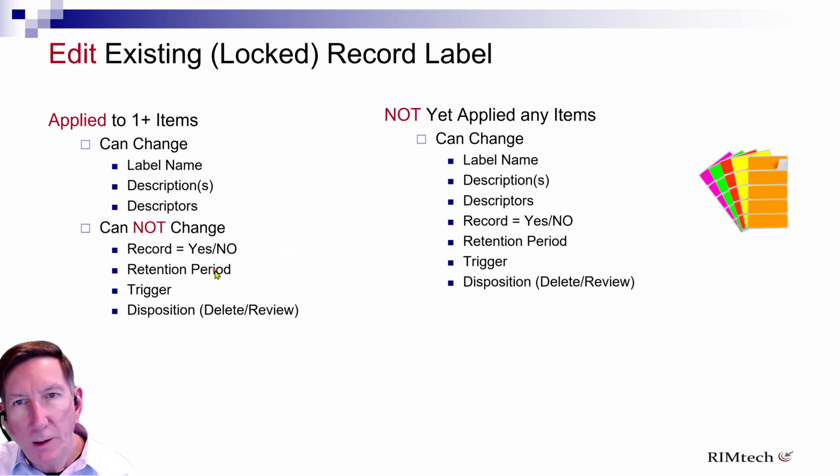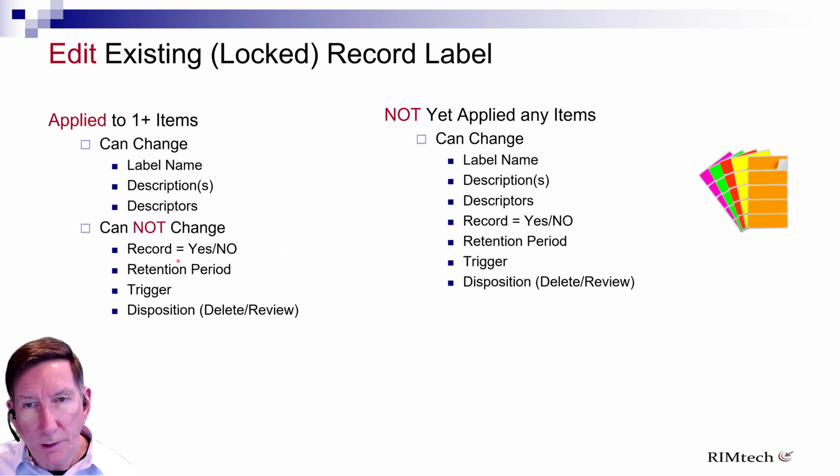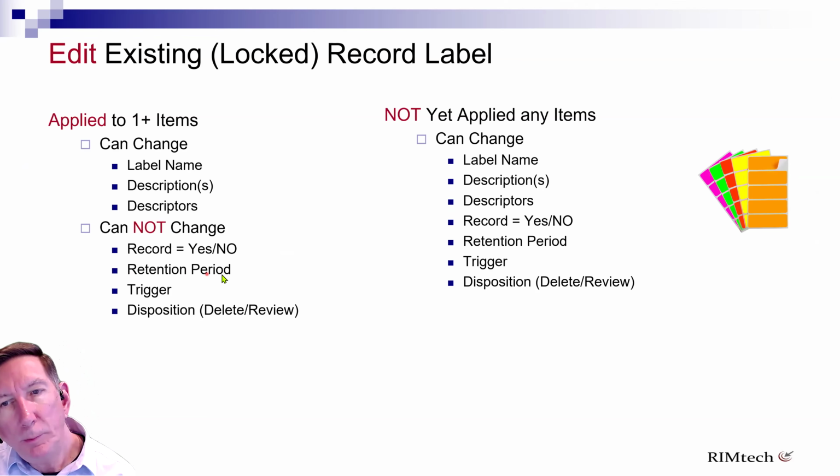Actually, this is a mistake. We can change the retention period. So this is a mistake I'll have to fix in the future version. But yes, if you have a 5-year label and it's stuck on 50,000 documents, and you want to say, oops, I didn't mean 5 years, I meant 15, then you can make that change. The reason I put that down here is because we haven't been able to prove it. Everything in my presentations is tested, and we haven't completed the test. We've never been able to get a successful test of that.